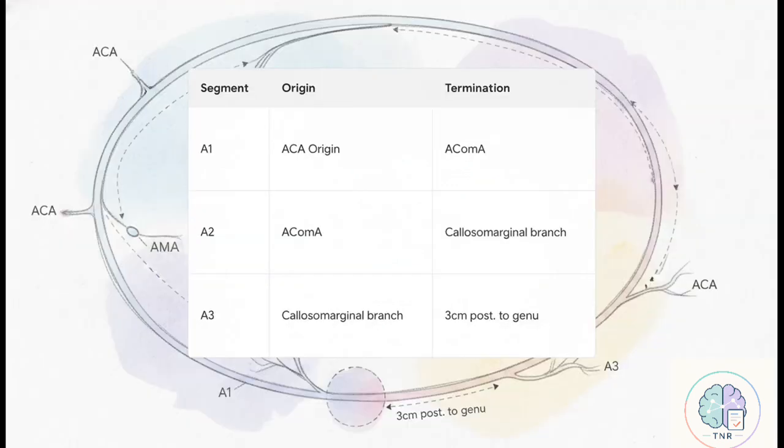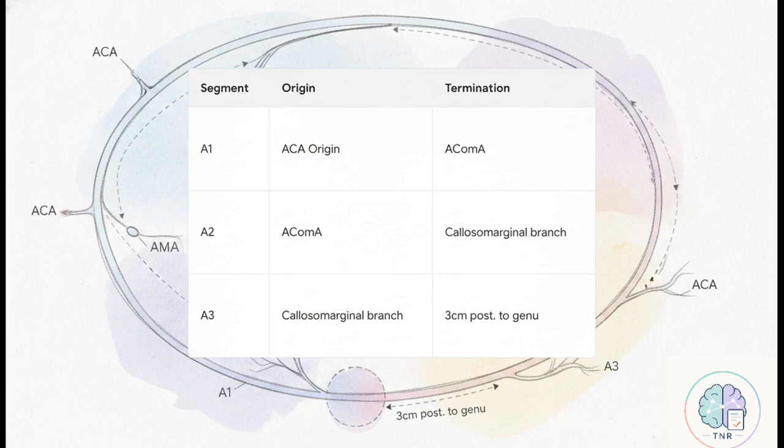To make sure we don't miss a single detail, you need to memorize these exact boundaries. So let's lock them in. Segment A1, the pre-communicating segment, runs from the artery's absolute origin straight to the anterior communicating artery, or ACoA. Easy enough. Moving distally, A2, the post-communicating segment, runs from the ACoA right up to the branch point of the calloso-marginal artery. Then we hit A3, the pre-callosal segment.